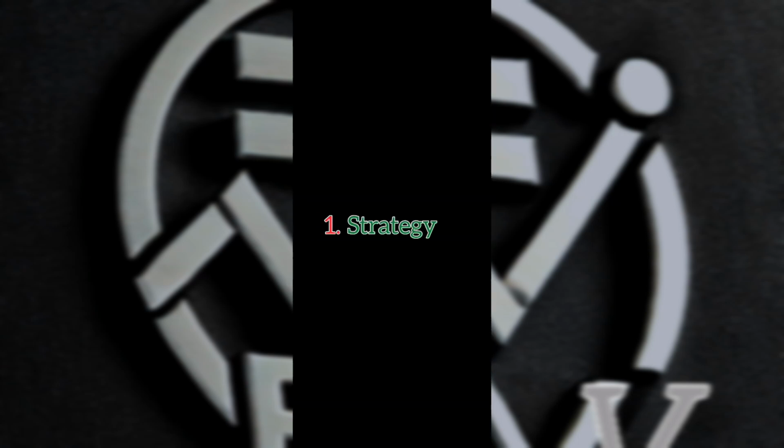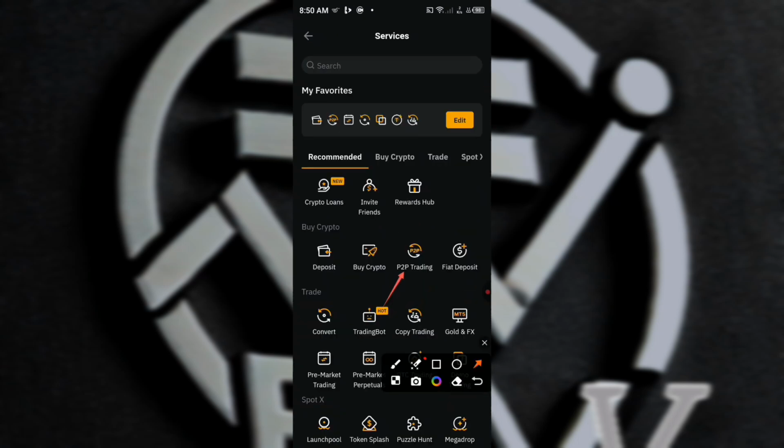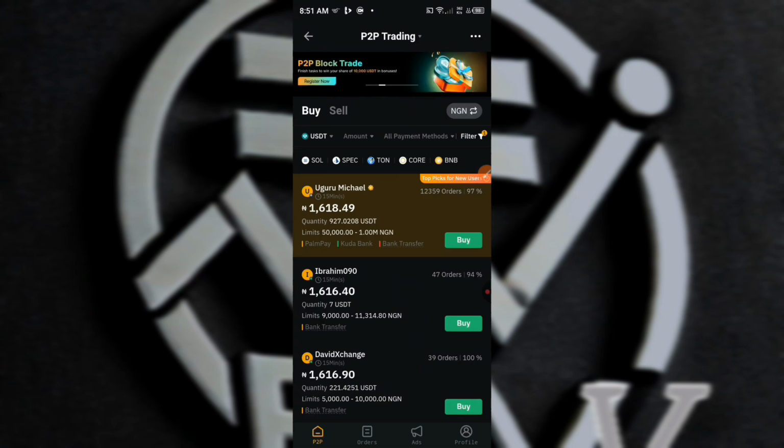So guys, for the very first method that we're going to be doing, you are going to need to get some USDT from the Bybit app. You are going to be coming to the More section over here in the Bybit app. Then you'll be coming to the P2P trading section. So this is where we're going to be buying our USDT from.